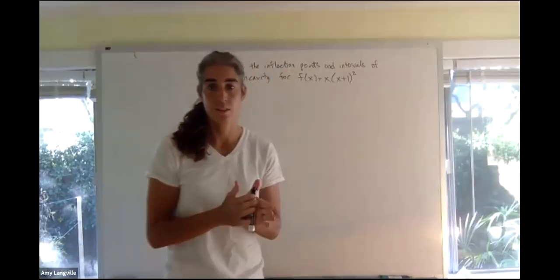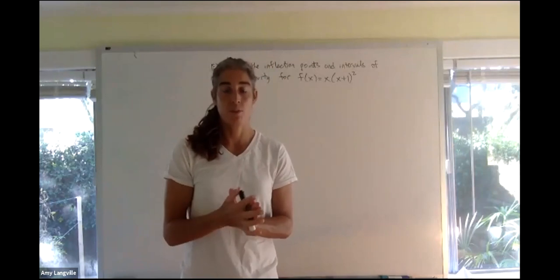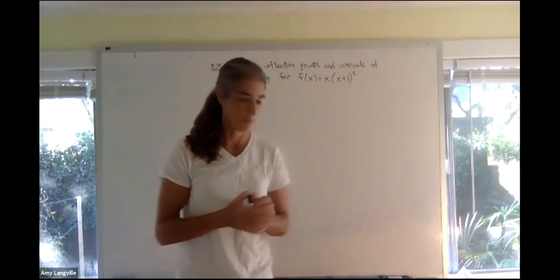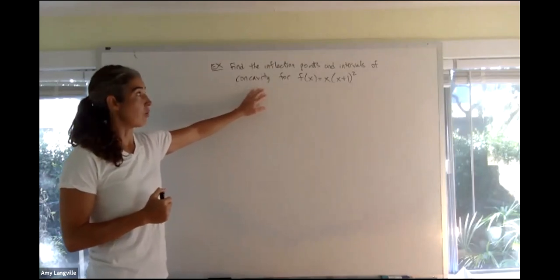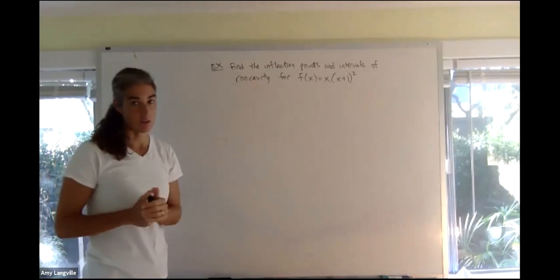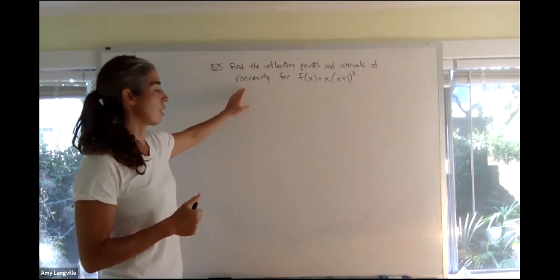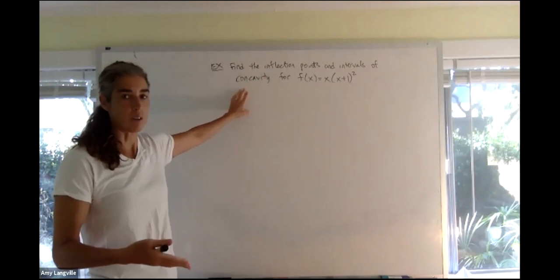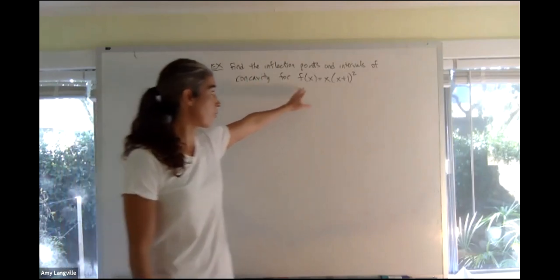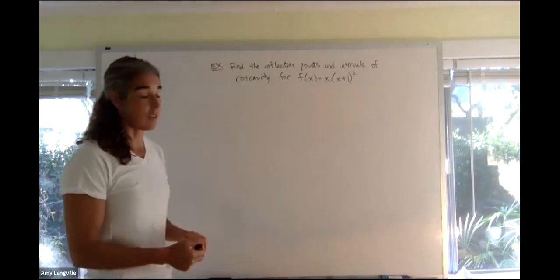Okay, welcome class. In this video, we're still in chapter 3, working our way through. Our second topic is we want to be able to do some problems like this. We want to find the inflection points, which I have to tell you what that means, and intervals of concavity, which we have an idea for what that means, where it's concave up and where it's concave down, for an explicit function here. So they've given us something.